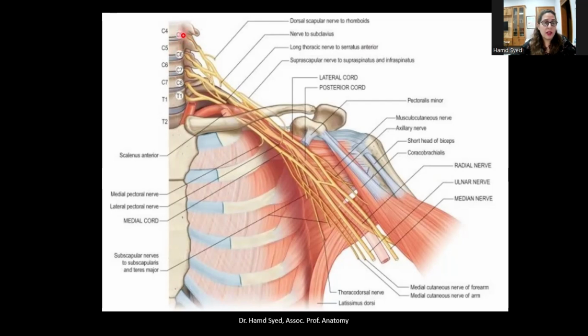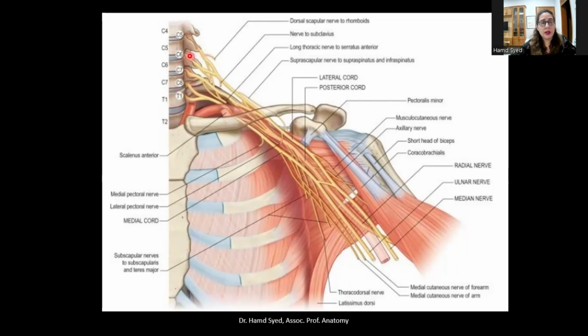So C5 is exiting above the fifth cervical vertebra, C6 is exiting above the sixth cervical vertebra, C7 is exiting above the seventh cervical vertebra. Now, in case of C8, there is an exception, as it is going to exit between the seventh cervical vertebra and the first thoracic vertebra. This is because there is no eighth cervical vertebra.